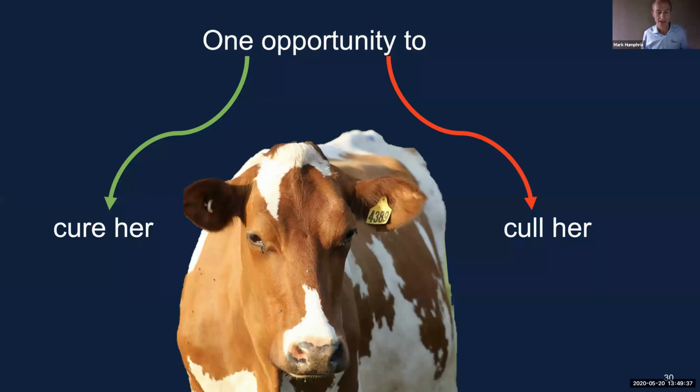Thank you, Jason. So yes, just reiterating, we really do have one opportunity to save that cow's life and to cure her. Obviously the second time a cow gets clinical mastitis, she's a lot more likely to end up being culled. One opportunity to cure her, or in fact to cull her. So we need to take good care with trying to improve our chances.